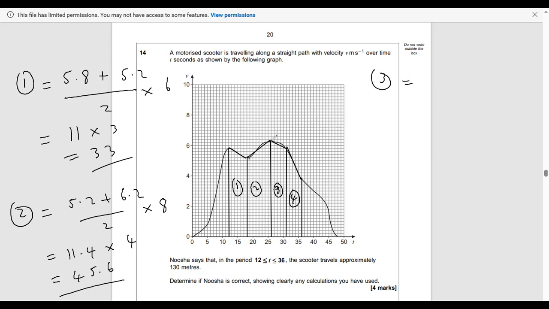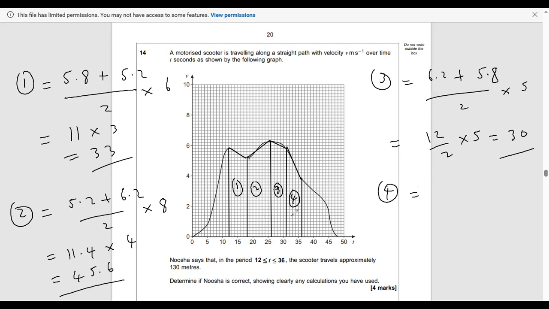So that area. So again, we've got this height there is 6.2, and then plus this height there, which looks to me again to be 5.8. So 5.8, divide by 2 times by the height gap. So 26 up to 31. That's 5. So 6.2 plus 5.8. That's going to give us 12 over 2 times by 5. Half of 12, that's 6. 6 times 5 is 30, so that's about 30 there. So 30 meters for that part.